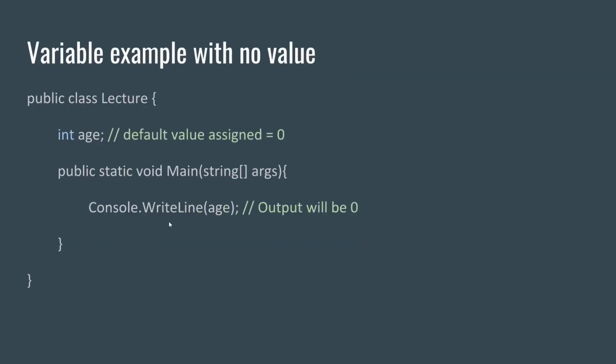Now let's have a next look here. What we see here is that we don't assign any value to age. And in C#, that pretty much means that age will simply be 0. So there will be the default value assigned to it, and that is 0. So it will not be empty like in other programming languages. It will simply have the value of 0. And then if we use age now, even though we have never assigned a value to it, it will simply output 0.